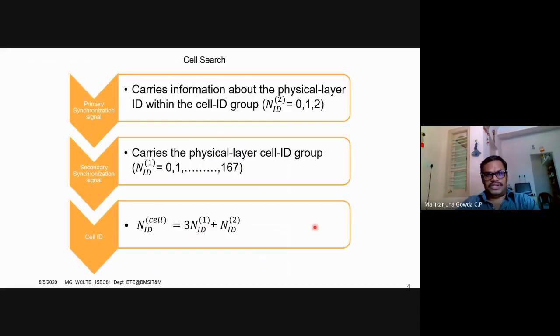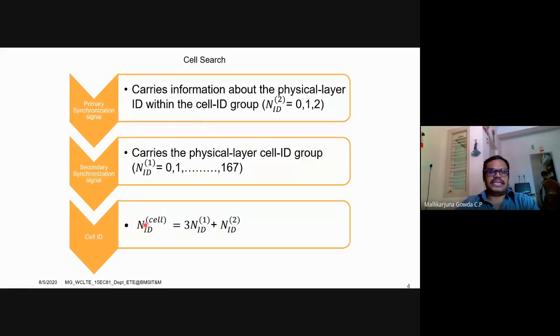Okay. So this is what I've written here again. The primary synchronization signal carries information about the physical layer ID within that cell ID group, NID of 2, which has three values: 0, 1, 2. And the secondary synchronization signal carries the physical layer cell ID group index, which varies from 0 to 167, that is, there are 168. And this is how we collected the physical layer cell ID.